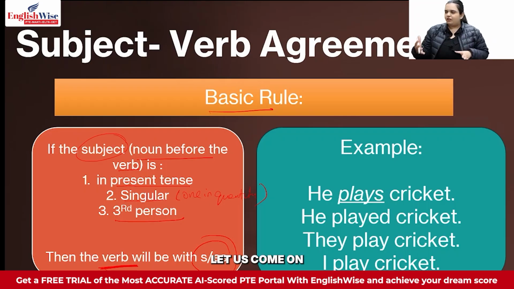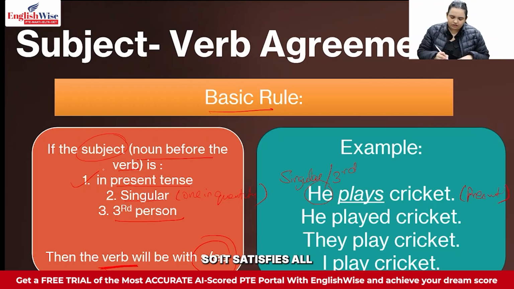Okay. Let us come on the other side and look at some examples. He plays cricket. Okay. So over here, my subject, he. This is singular. This is a third person. So he is some third person. And this sentence is also in present tense. So it satisfies all the three conditions. So I will say that yes, he plays cricket.